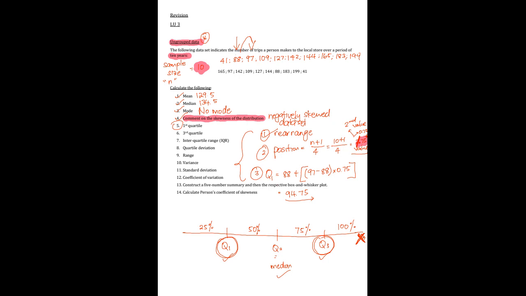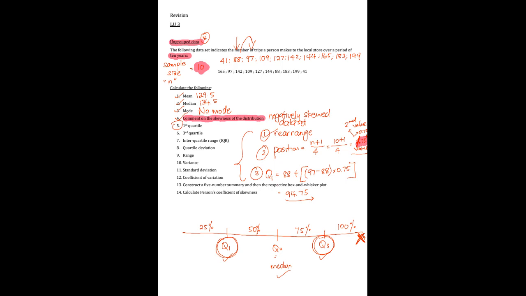As you saw here, once you knew the position 2.75, you then split that 2.75 to take the second value in your data set, and then you will add to that the difference between that same value and the one after it, multiplied by the decimal that had been left from the position. Okay, so that's Q1. And now let's look at Q3.